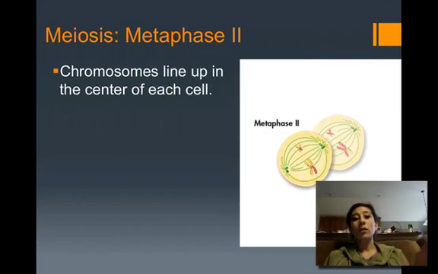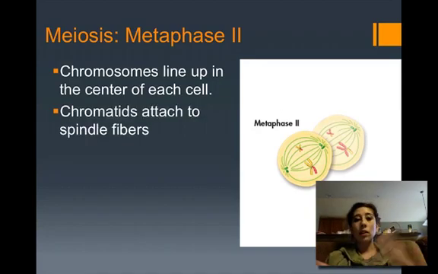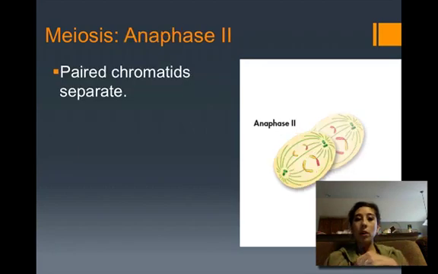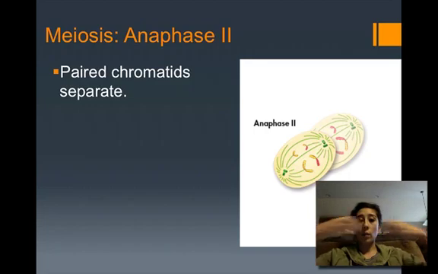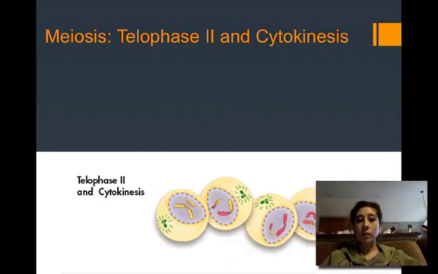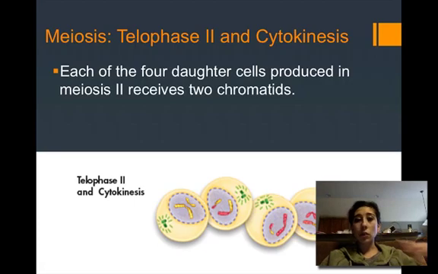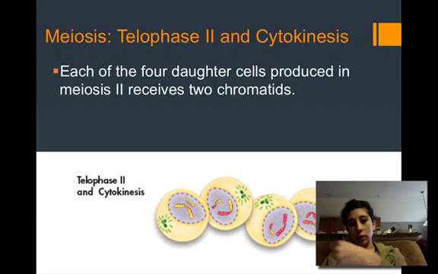Metaphase 2, the chromosomes line up at the center of the cell, just like in mitosis. And then those chromatids are going to attach to the spindle fibers, and then the paired chromatids will separate during anaphase, right? We see the spindle fibers kind of pull back on those chromatids. And then telophase 2 and cytokinesis, it's the very same thing that we've seen in mitosis. And what we get now is that each of the 4 daughter cells have 2 chromatids inside for this example.